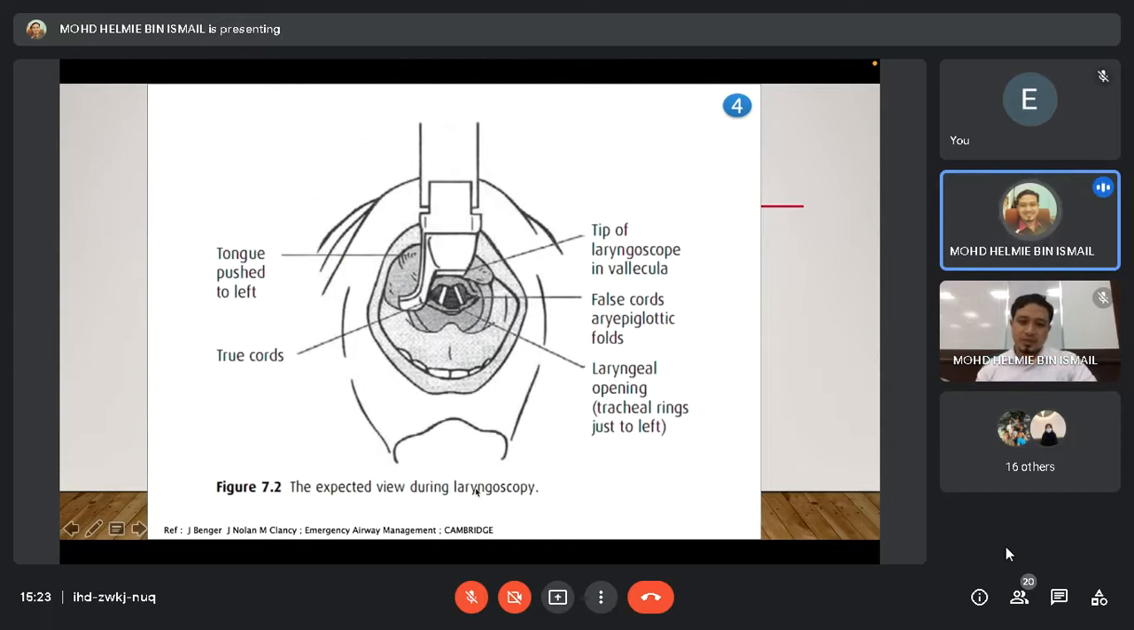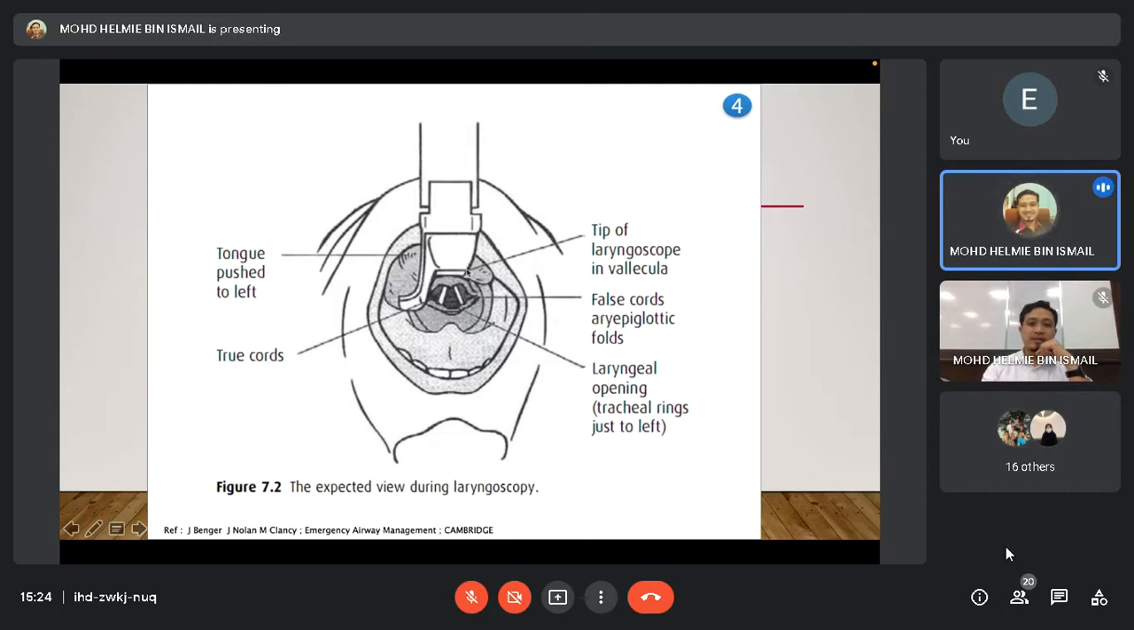So these are the steps for how to intubate. First step is you hold the laryngoscope. You hold it on the left side, using your left hand. And then you push the tongue to the left. Oh, the laryngoscope isn't here, I forgot to take it. Okay, push the tongue to the left in order to give some space on the right side.